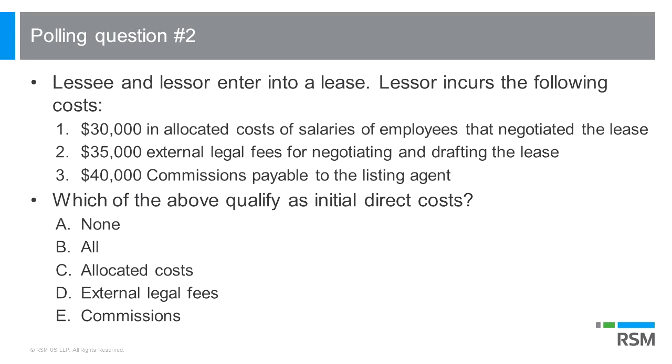This is another difference between the old GAAP and the new GAAP under 842. For purposes of time, I'll go ahead and answer. The only expenditure listed under 1, 2, and 3 that will qualify as initial direct costs is E, commissions. The commissions qualify because they would not have been incurred if the lease had not been obtained. Employee salaries would have been paid whether the lease was obtained or not. Similarly, the external legal fees would have been incurred even if the lease had not been executed.